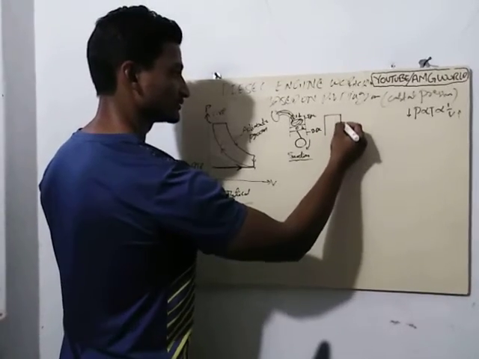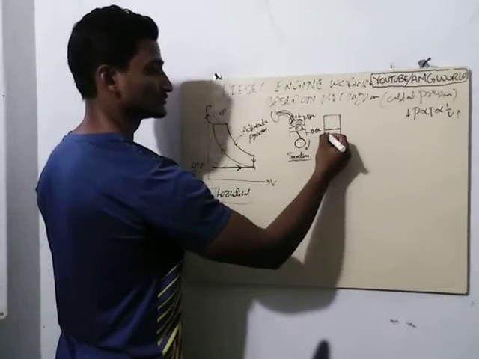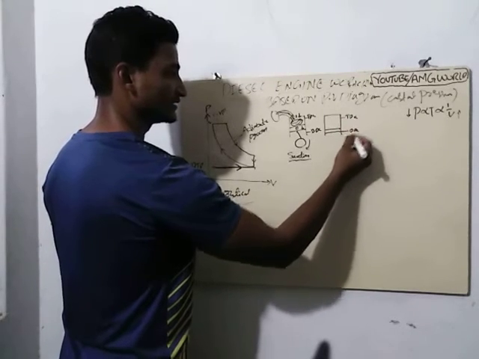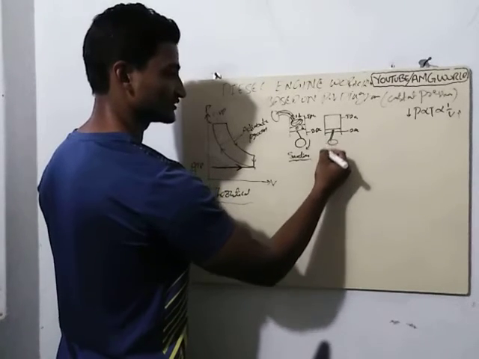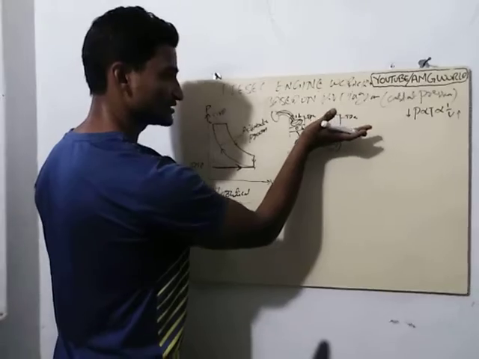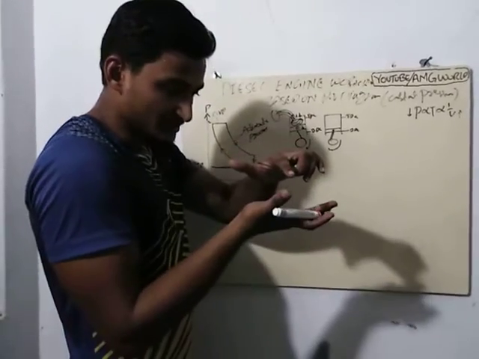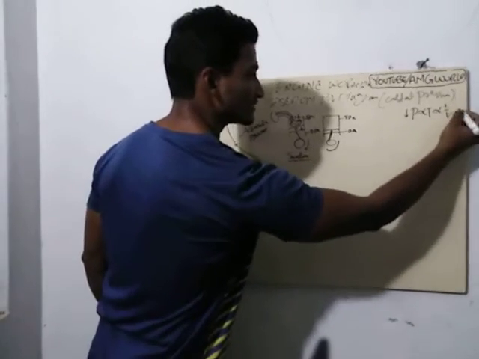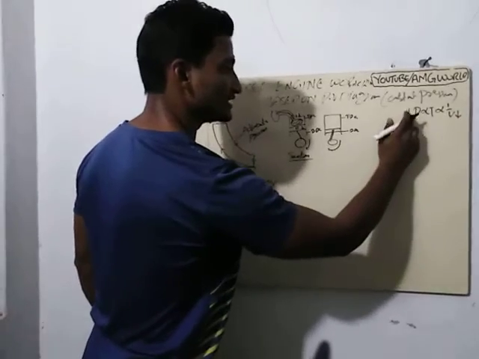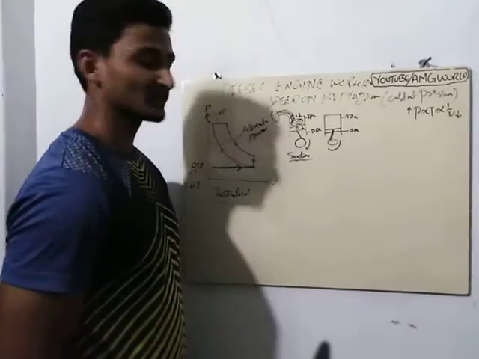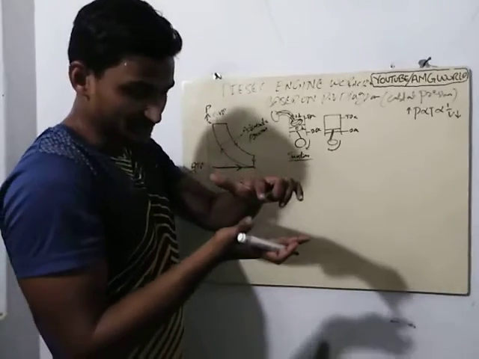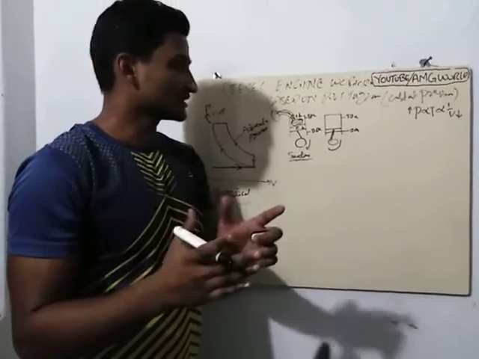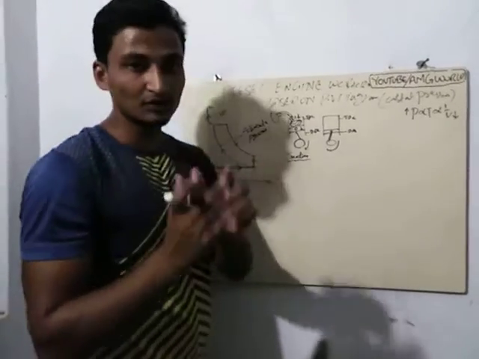Here comes the next process, which is the compression stroke. The name itself says that something is getting compressed. Here comes the TDC and here comes the BDC, right? Here we have the crankshaft, and the crankshaft rotates. The piston travels from BDC to TDC, which means the volume is reducing, which means pressure increases. The pressure of the air present in the engine cylinder is going to increase, right?